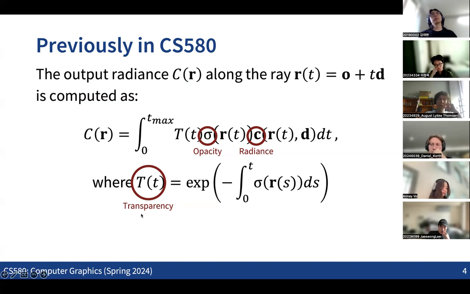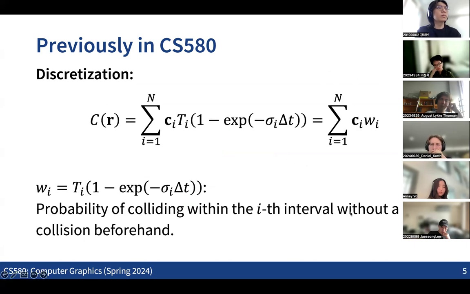So if we multiply both the transparency and the opacity, that becomes the probability of how the ray will travel until that point without hitting anything and then stopping there with a collision at the point. We also derived a discrete form of this integral. It was converted like this. You can see that this becomes calculating the expected value of the emitted light with the probability term, which is defined as the multiplication of the transparency and the opacity. So this was the basic formulation.